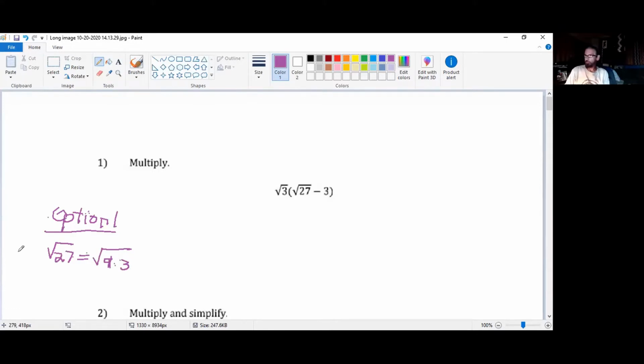So the product rule would tell me that I could split up the multiplication. Take the square root of the 9 and get 3 square root of 3. Then I would have to distribute the square root of 3 out here.